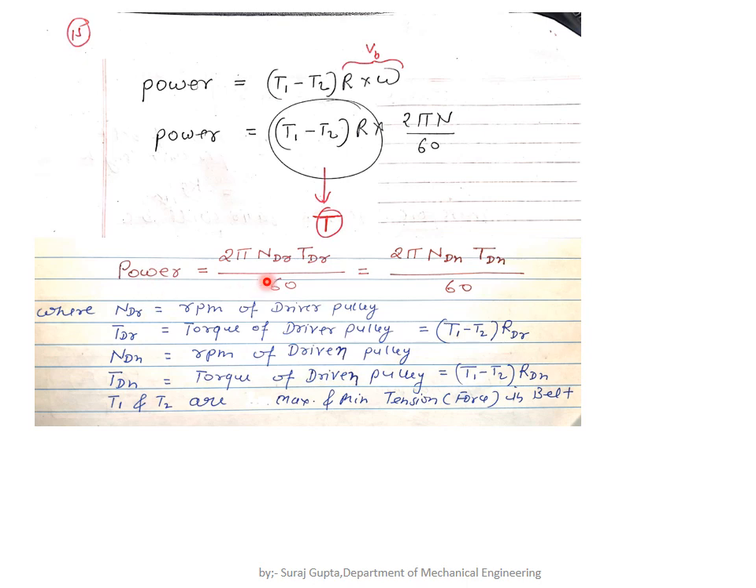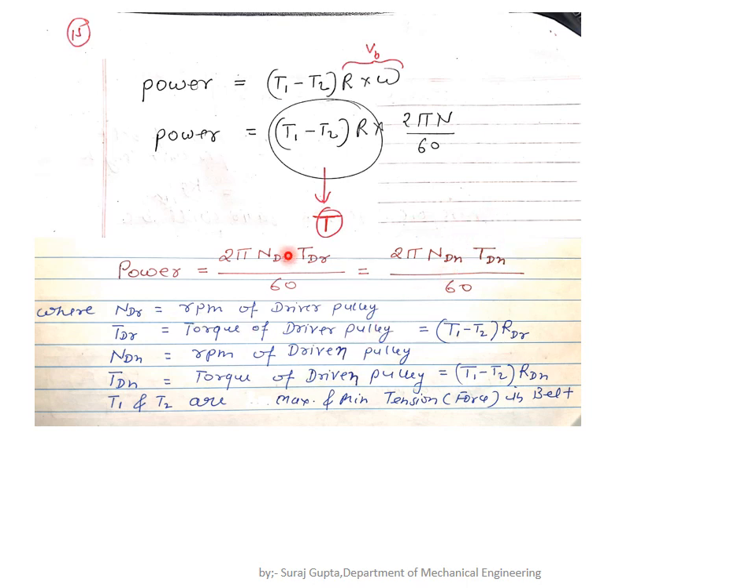So I have given the different notation for the torque and tensions. Power at driver pulley is 2 pi N_dr T_dr divided by 60, which will be equal to 2 pi N_dn T_dn divided by 60. But T_dr is the torque at the driver, and T_dn is the torque at the driven pulley.